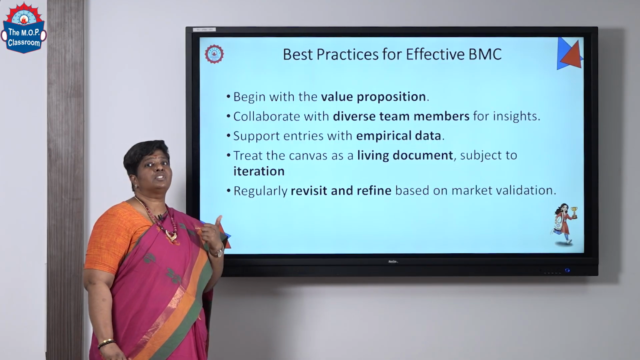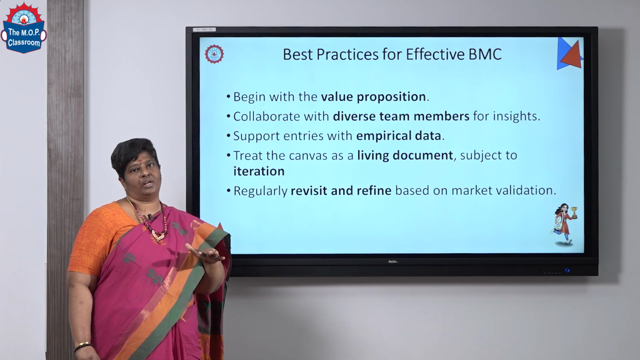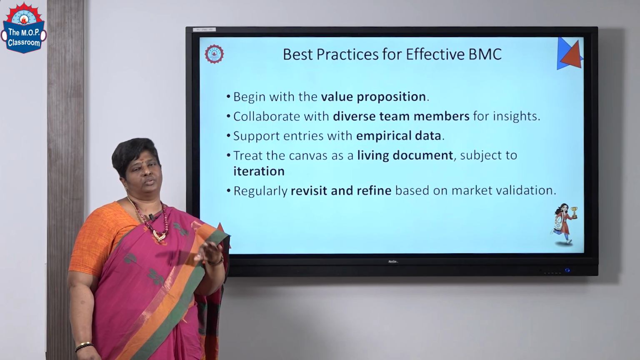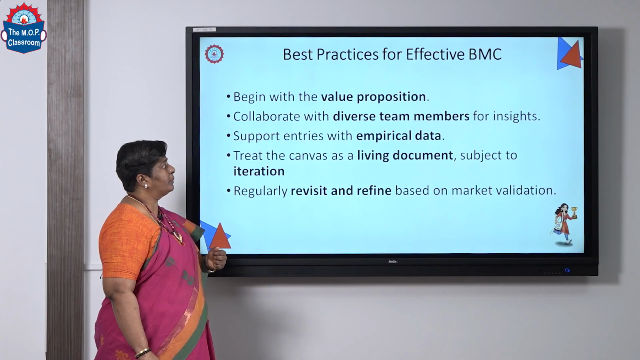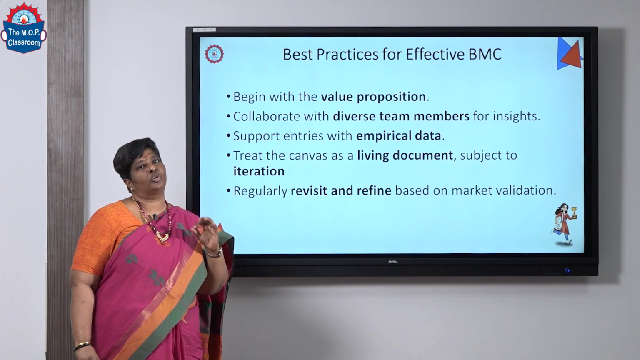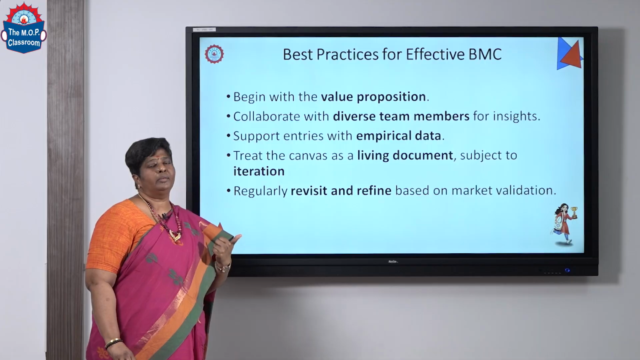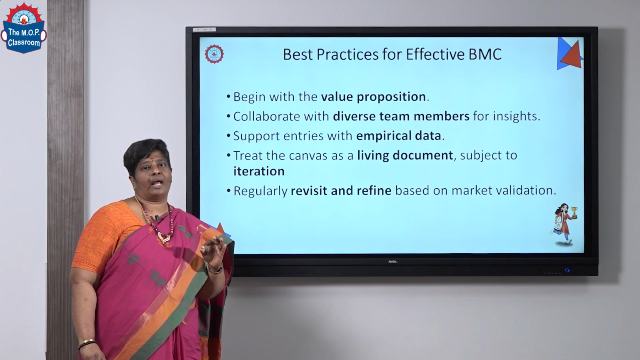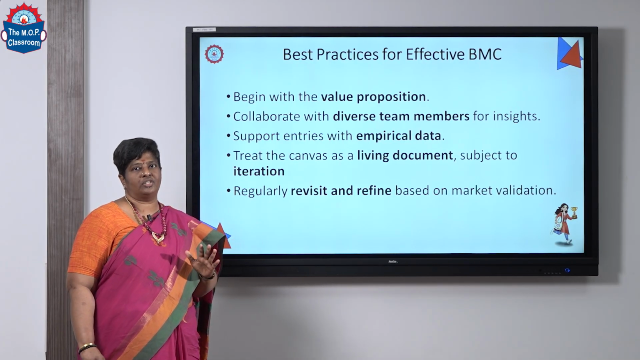The next is diverse team members. If you involve diverse team members in creating the business model canvas, it will be more valid, because diverse information will get into the process and you can create a worthy canvas. The next one is to support entries with empirical data. Always have clarity about data and it should be empirical. The next is to treat the canvas as a living document. When we saw the common pitfalls, we saw that it should not be treated as a static one. Treat the business model canvas as a living element, so it will get updated according to the changes happening.